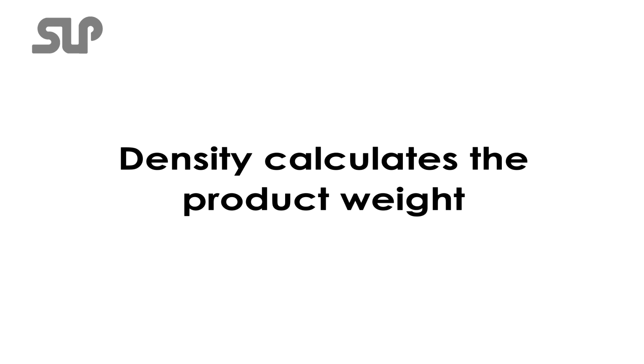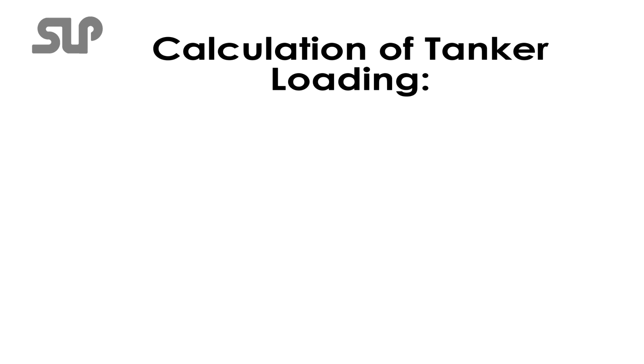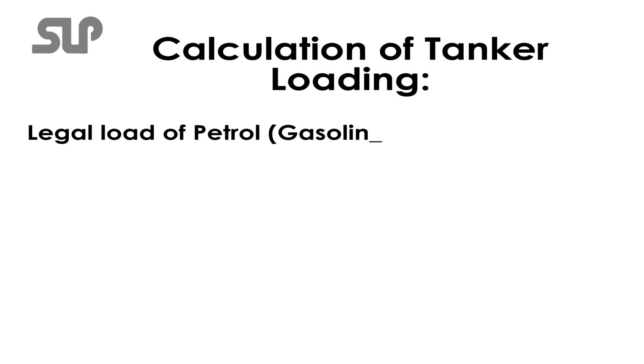We use density information to calculate the product weight when we are loading a vehicle. For example, if you are told to load 16 tonnes of product into a tanker, by using the product density, you can calculate the volume or litres to be loaded by dividing 16,000 kilograms by the density of the product.